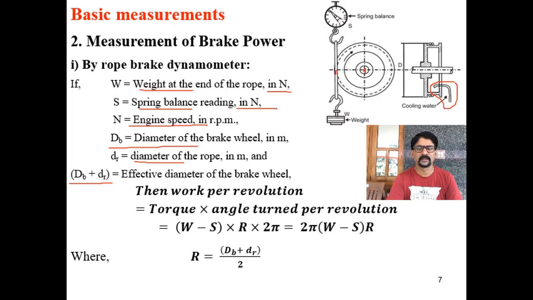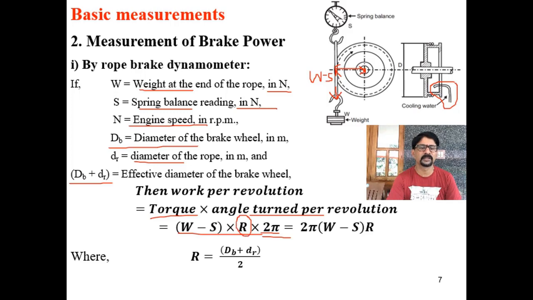Now let us begin the calculation. The work per revolution is nothing but torque into angle turned per revolution. You know that during one revolution the angle turned is 2 pi radians, and the torque is nothing but load into distance. Here we have the spring balance reading S and W, so the effective load is W minus S, acting in the downward direction, because W will be more than S. The torque is this force into the perpendicular distance, between the center of the rope axis and the center of the wheel, which is nothing but R.